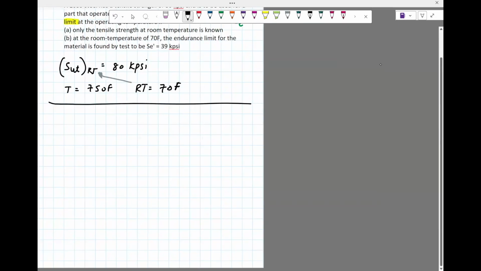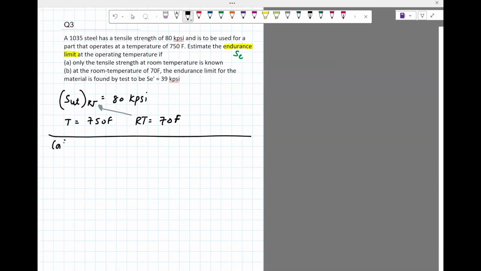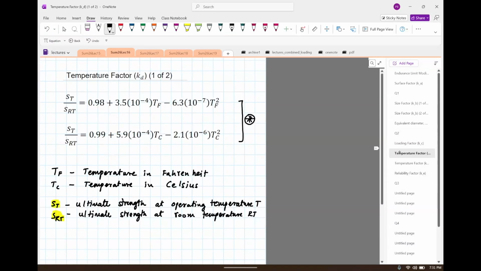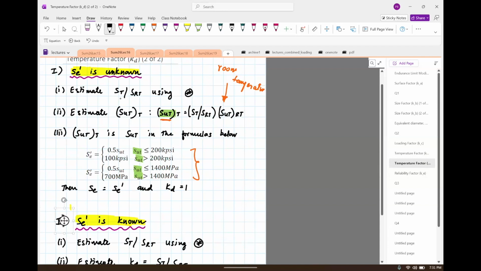So the first part of the problem, A, is: SE prime is unknown. Okay, so we just follow this recipe. We estimate this ratio, we estimate SUT at T, and then we use this formula. So 1, 2, 3. Let's do 1, 2, and 3.